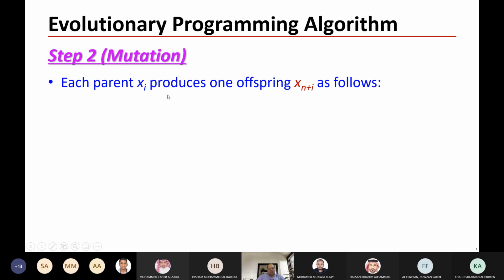How to create this new child? This is xi and this is x n plus i. I mean, the first solution will create x26. Assume n equals 25. You create this randomly, and this solution x1 will give us one child here, which is x26. And x2 will give you x27, and so on. So each solution will create a new offspring. How? We will see.